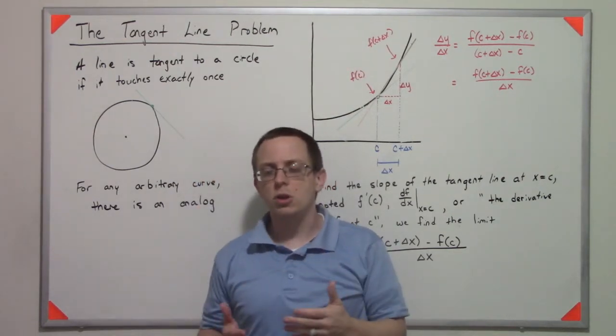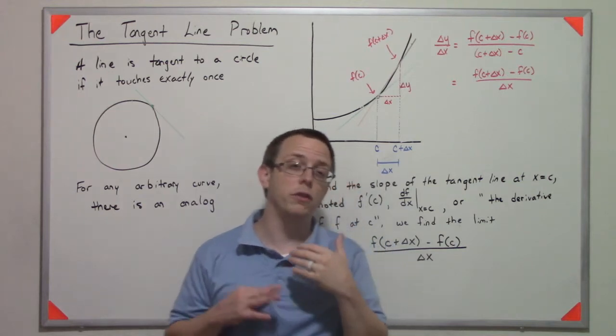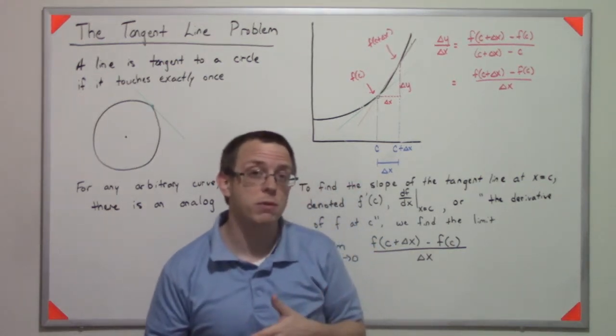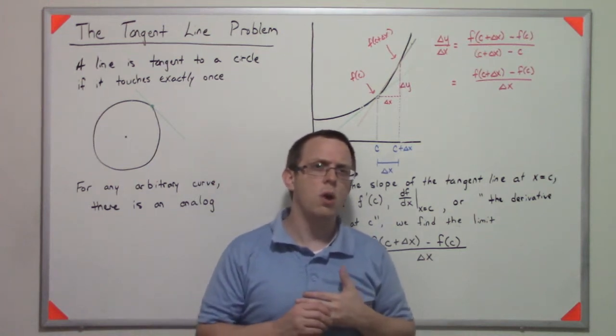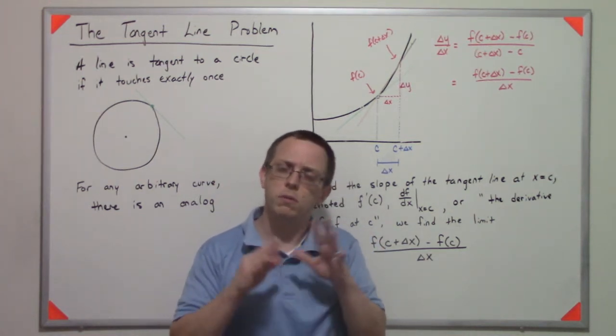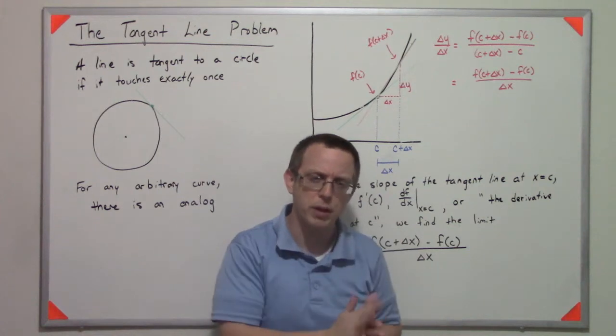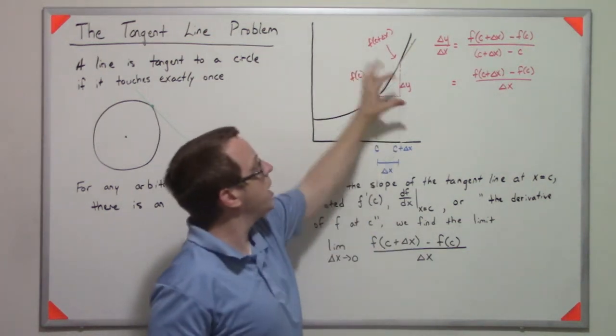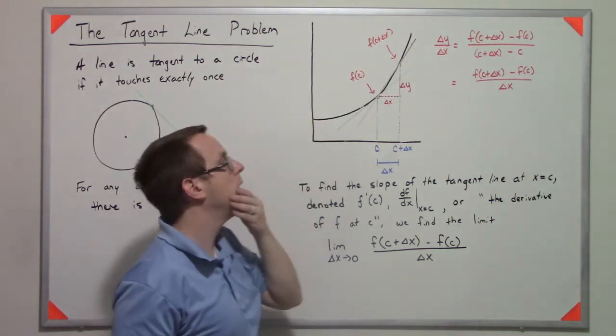Now, there are some nuances here. You need to make sure that the function's always defined there. We need to have a continuous function to even talk about this. So there are some nuances, but let's set those aside for just a moment and think about this as, okay, I have some change in x and some change in y.